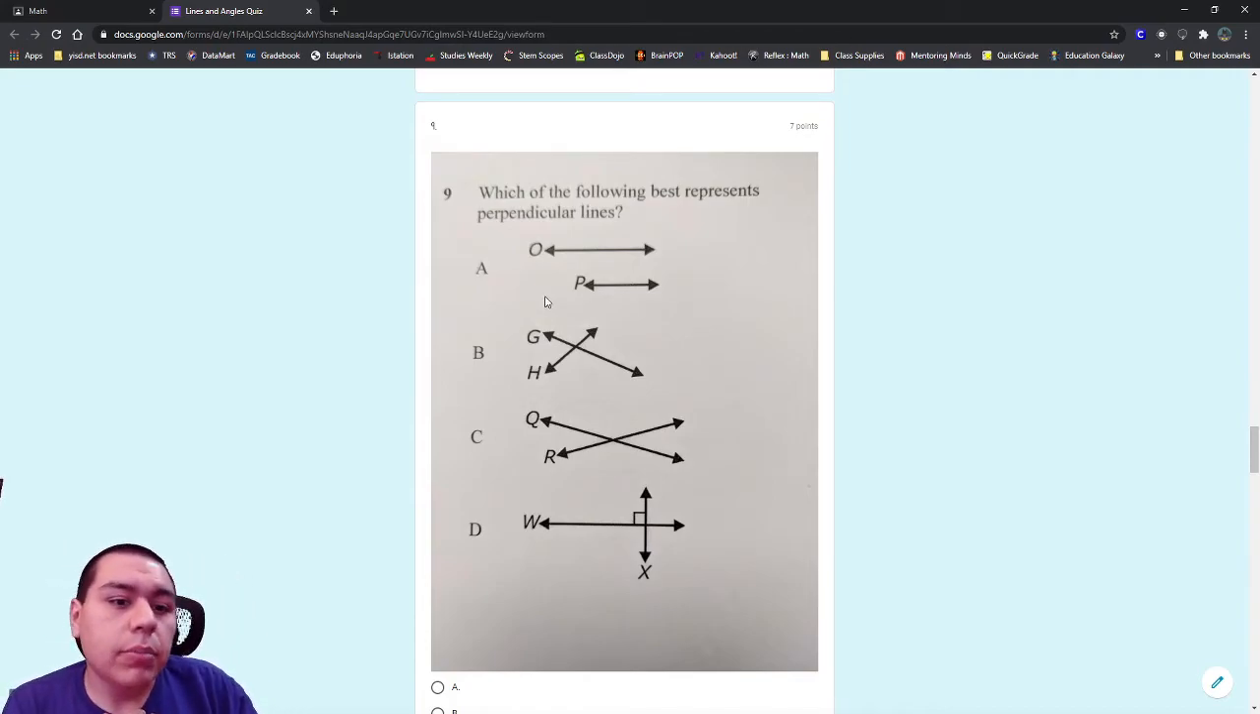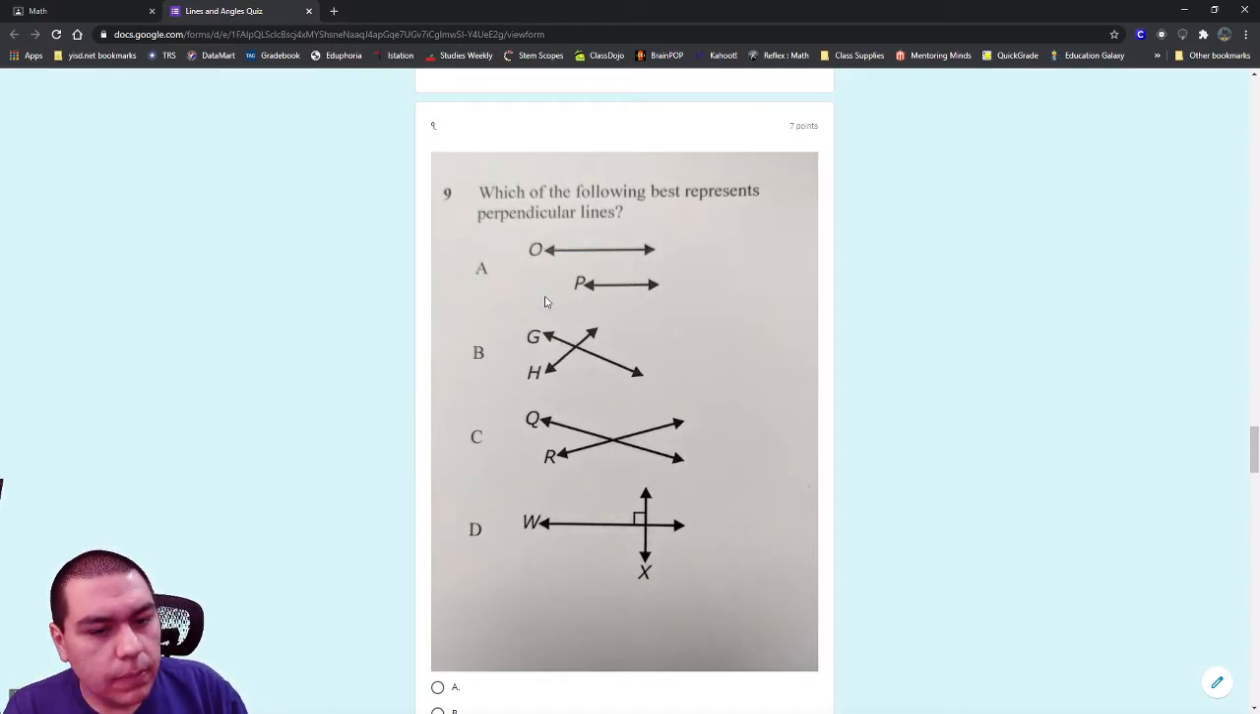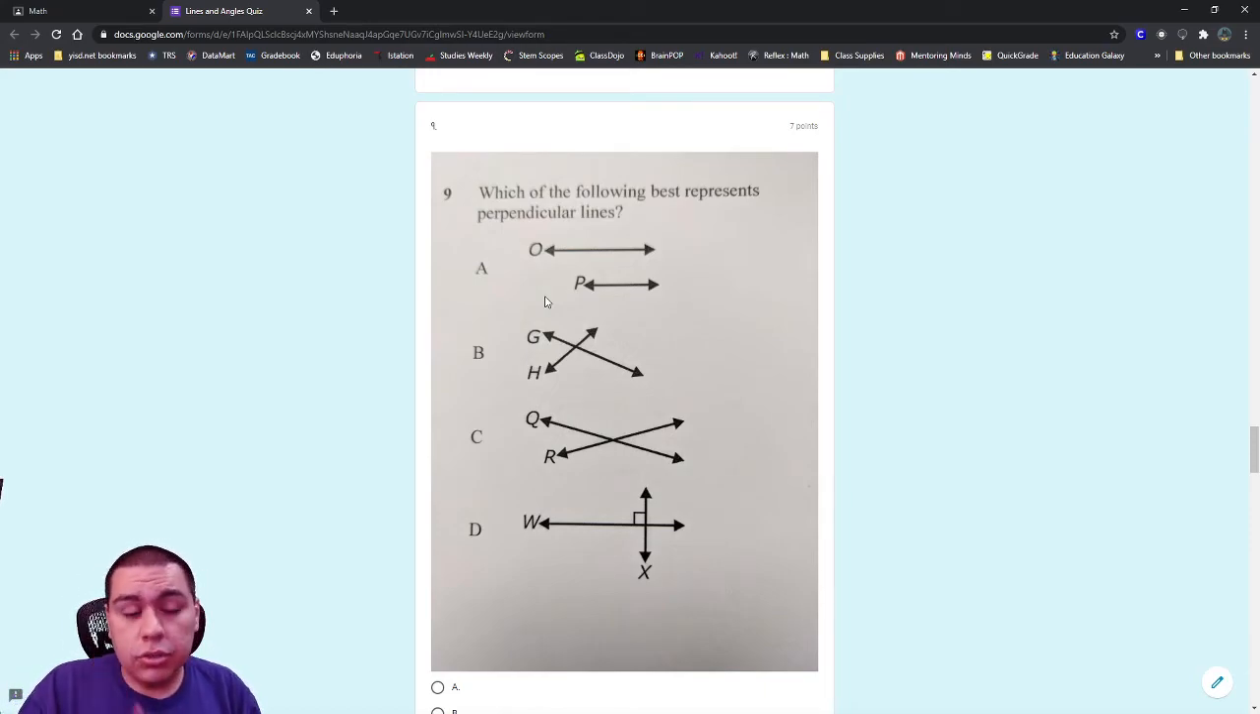Question 9 is asking about perpendicular lines. Now that sounds similar to parallel, but they're not the same thing. Perpendicular lines do cross. And when they cross, there's something special about it. Who remembers what was that thing that was special about perpendicular lines? Alexa, you remember? No, they do touch. Parallel are the ones that don't touch. But perpendicular lines, they do cross. And when they cross, there's something special about it.